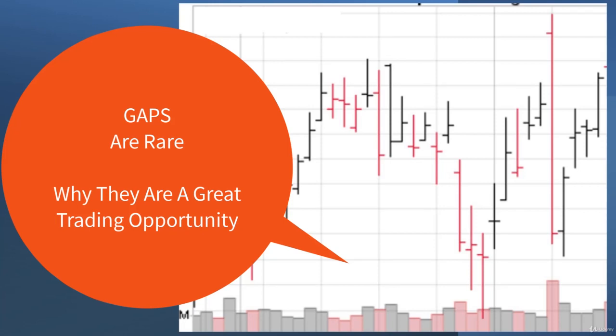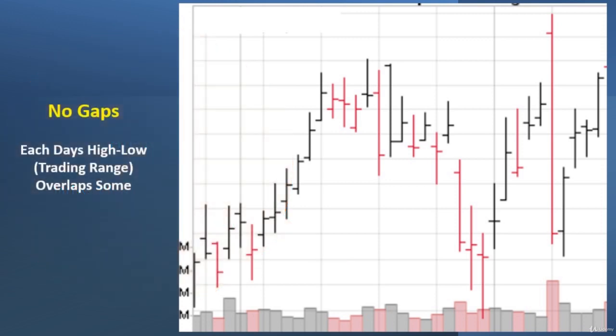Now, gaps are actually rare things. That's why they make a great trading opportunity, because something unusual has happened. There's been some significant event or significant news and it's caused a gap in the prices. And a good way to identify it is to first understand what is typical, and that is there are no gaps.